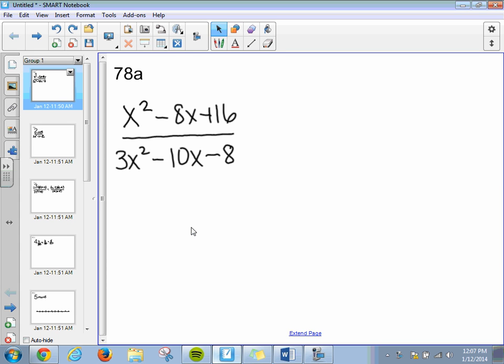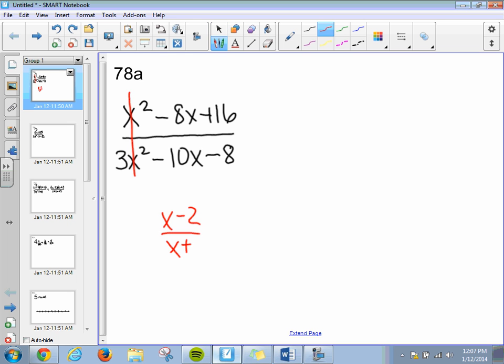Now in 78, they give you the instructions that they want you to simplify the expression below. We talked about in class how just because you see two x's doesn't mean we can immediately take those away. Our first thought is, oh, this is super easy, I'm just going to take away these x's and they'll cancel out. But remember, the problem with that is that x minus 2 over x plus 5 is not always equal to negative 2 over 5.